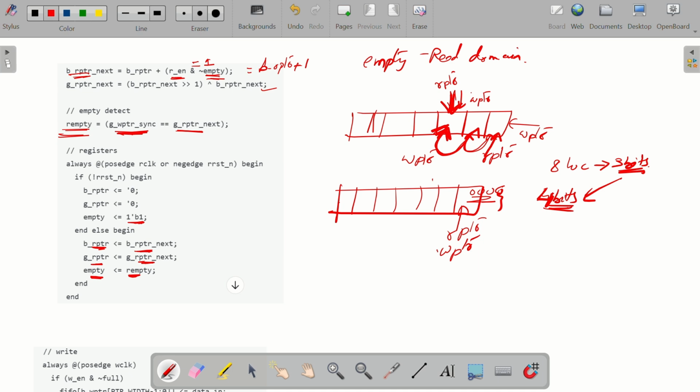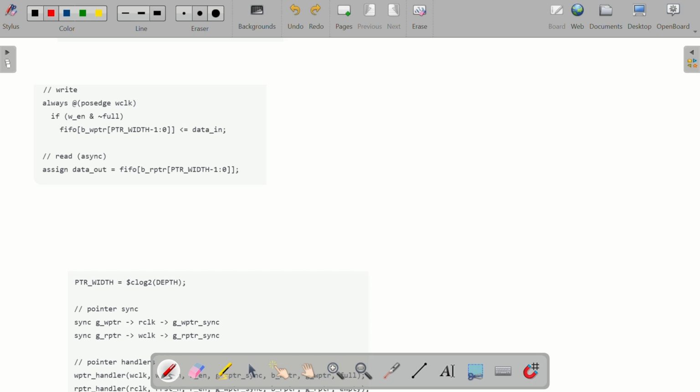So this was all about the read pointer, the read pointer calculation and the empty flag calculation. Next, we will take a look at the memory and the top module, which basically integrates all these submodules into it. So let's look at the memory part.